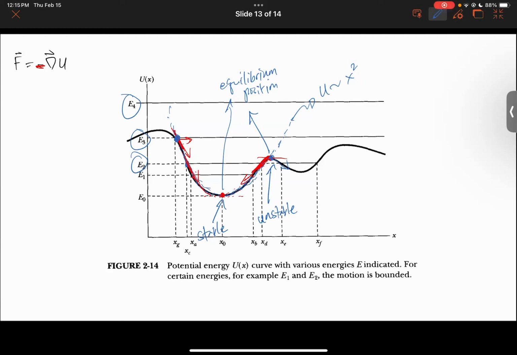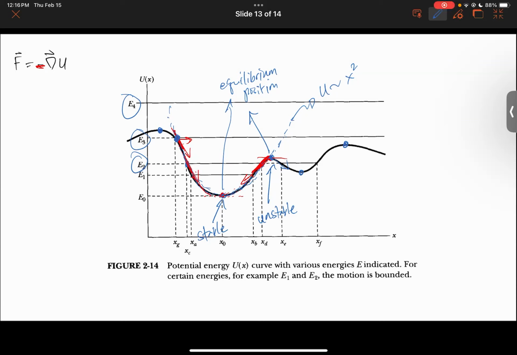So from this graph, you can already identify the equilibrium positions, right? So we have 1, 2, 3, and 4. And from this graph, you can identify 2 stable equilibrium positions and 3 unstable equilibrium positions. So how do we know if the equilibrium position is stable or unstable? Mathematically, how do we prove that?